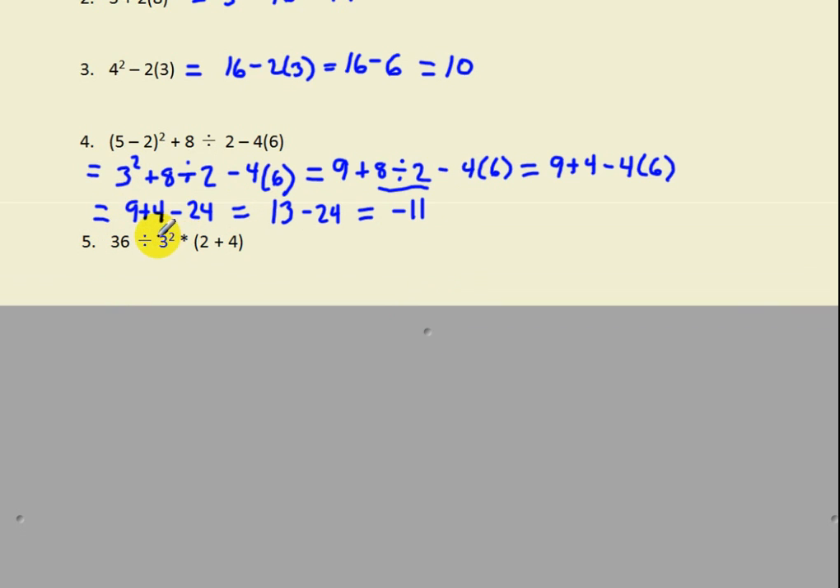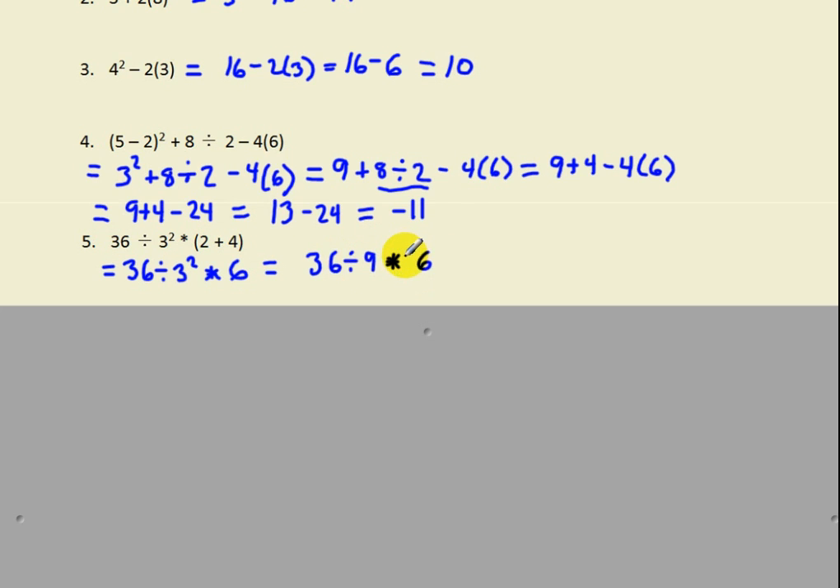Okay, number 5, 36 divided by 3 squared times parentheses 2 plus 4. So here we do have a grouping that we need to deal with. So this is equal to 36 divided by 3 squared times, and then 2 plus 4 will give us 6. Now we've taken care of our grouping, we look at our exponent. So we have 36 divided by 3 squared is equal to 9 times 6.